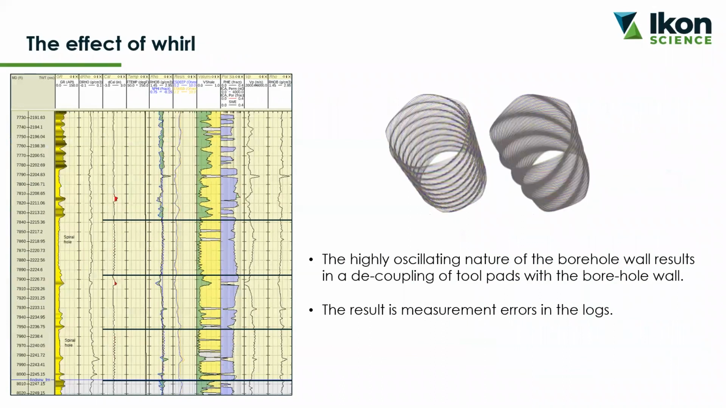Another effect that we need to look for is a whirl, the whirling motion. A whirling motion of the drill is caused by interaction between the drill string and the borehole wall. It can result in spiral holes. There are regular high-frequency oscillations of the borehole wall, and that can have an impact on multiple logging times, okay?